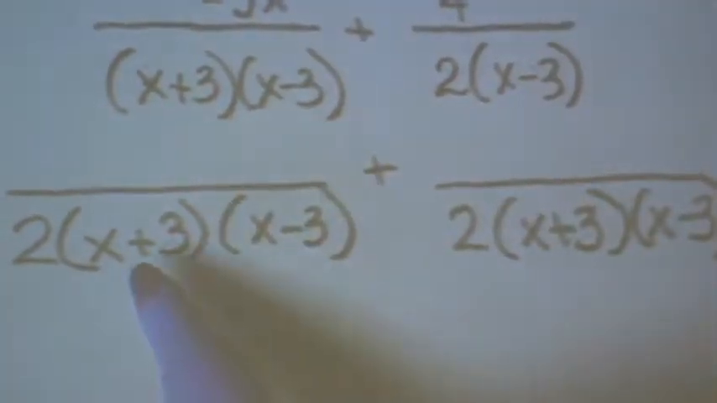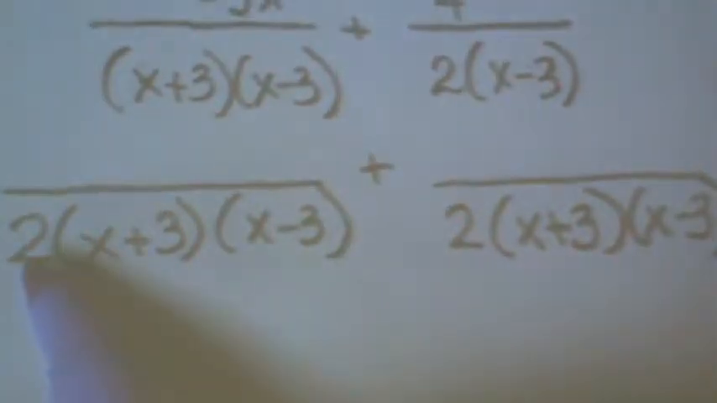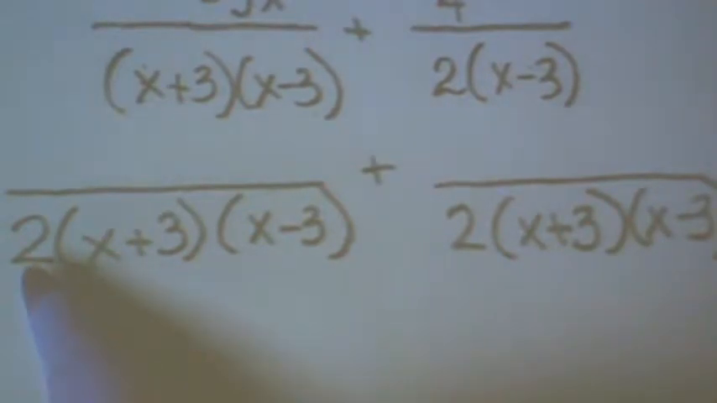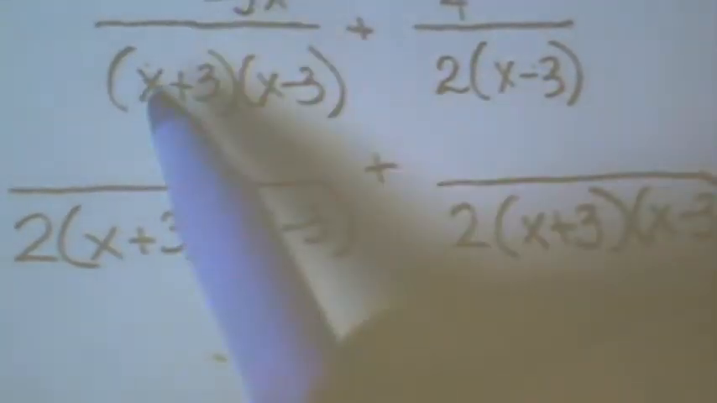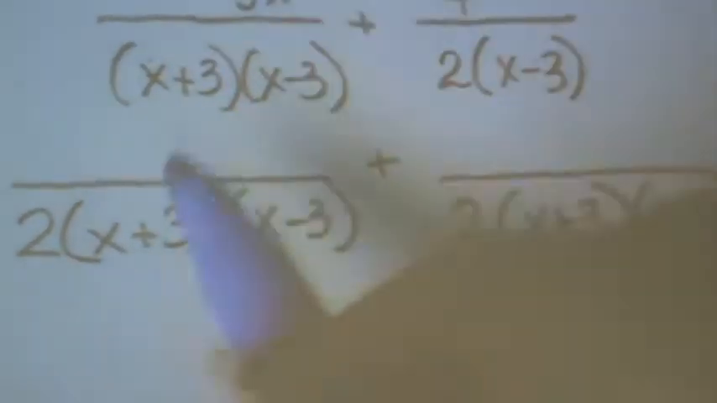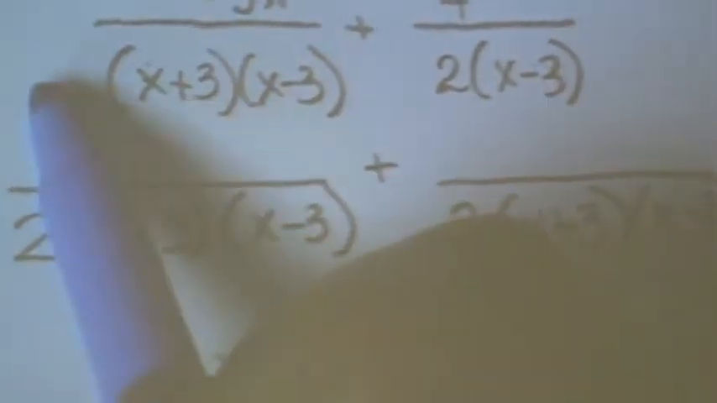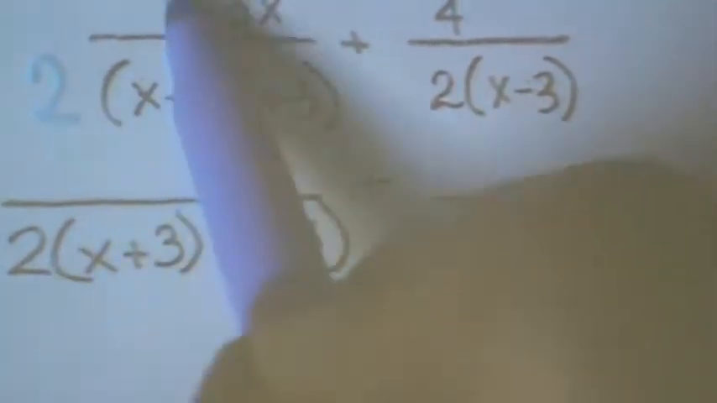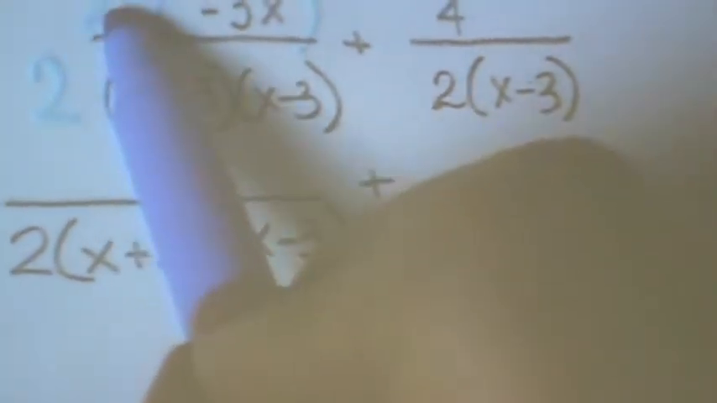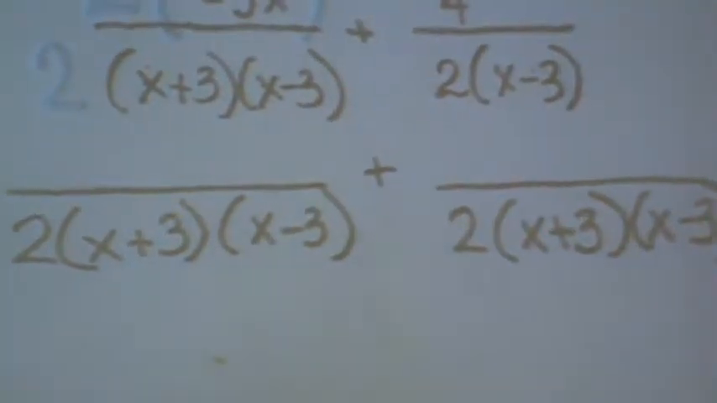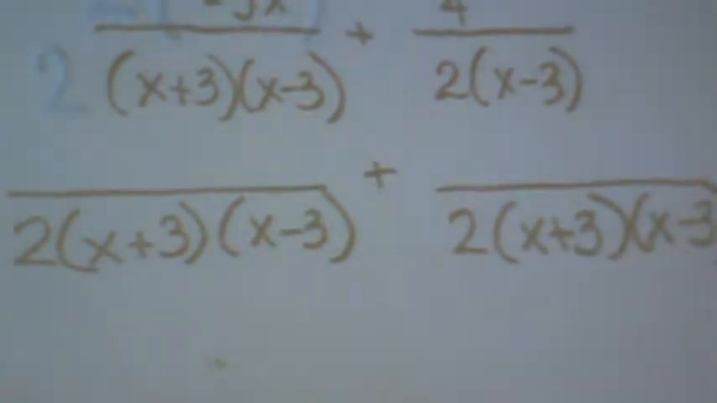What's missing? We have these two, what's missing? What do I need right here? A 2. So what do I do with this top? Multiply that by 2. So what do you get? What goes in this box? Negative 6x.